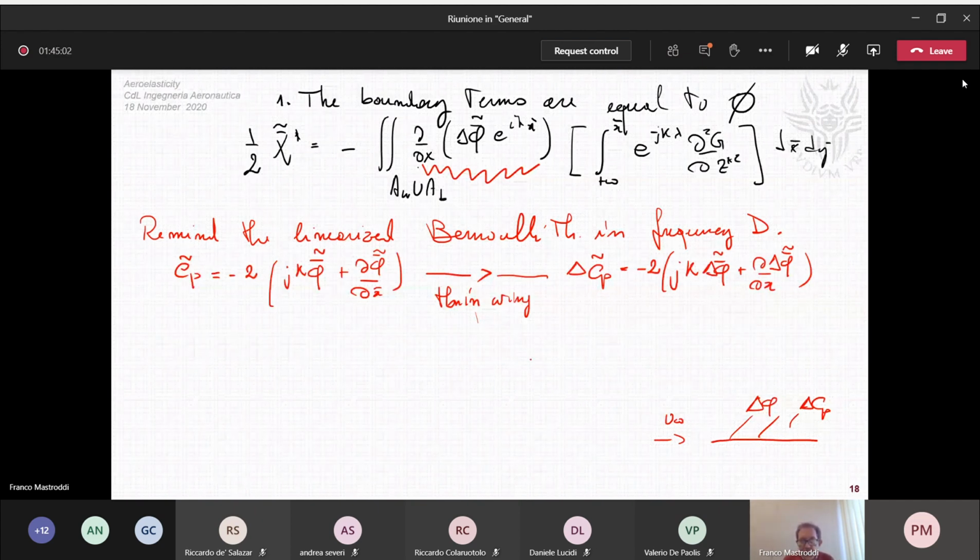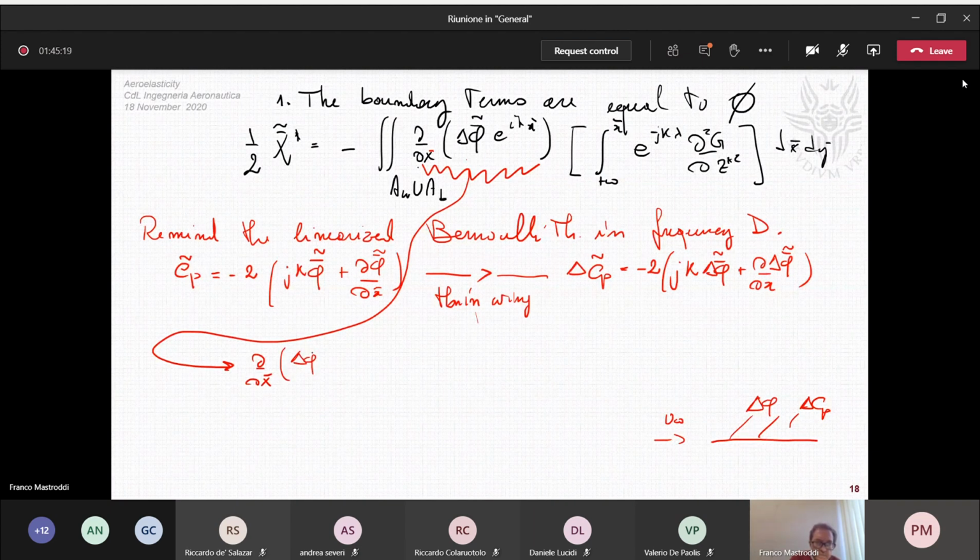So try to take the derivative of this quantity. Better, try to develop this derivative here. Now, what is the derivative with respect to x bar of delta phi e to the power ikx? Easy. Develop this derivative. We have the derivative of the exponential, so we have ik delta phi bar x, of course, by the exponential.